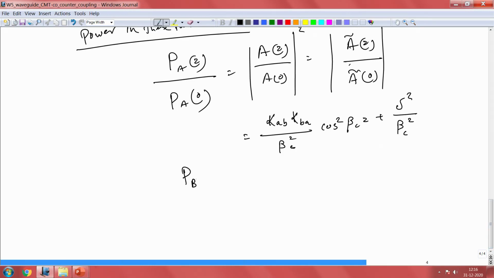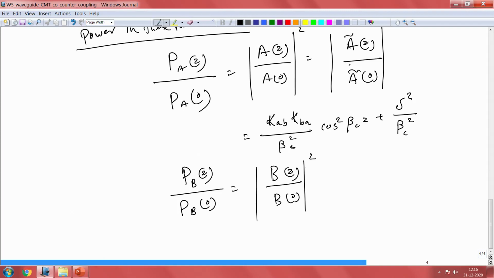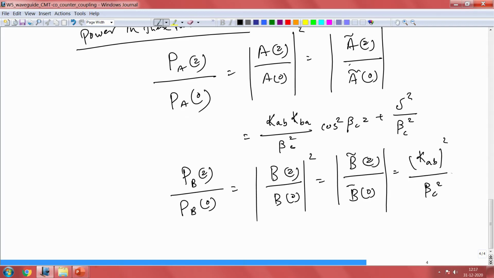So, P B z over P A. So, this is again rather simple. You start from this mod square, this is nothing but mod kappa AB squared divided by beta C squared into sine squared beta C z.